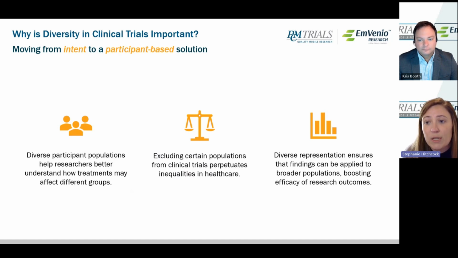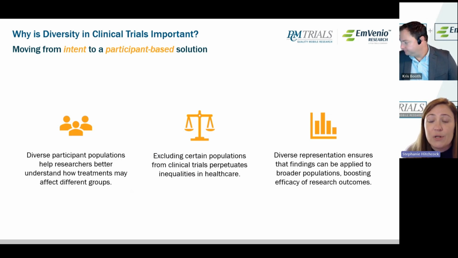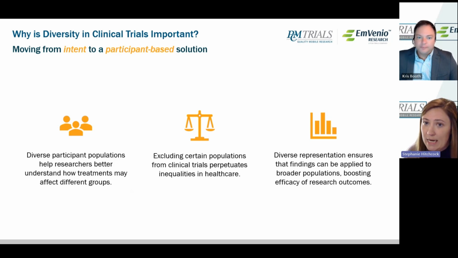Excluding certain populations from clinical trials continues to perpetuate inequity in healthcare, as those therapies are then not optimized for the patient population that is affected by that indication. So as we broaden the population of participants being included in clinical trials through diversity, then we're also ensuring that the findings of the clinical trial can be applied to that broader population, boosting that efficacy of those research outcomes. So as you can see, diversity in clinical trials is critically important to ensure that we really are addressing and supporting that indication.